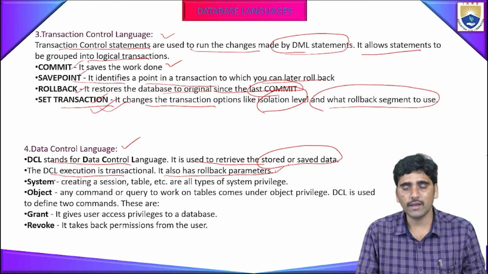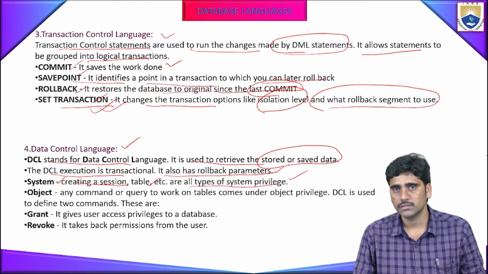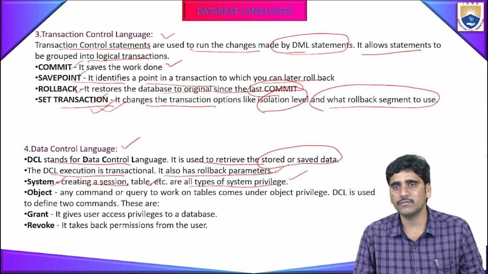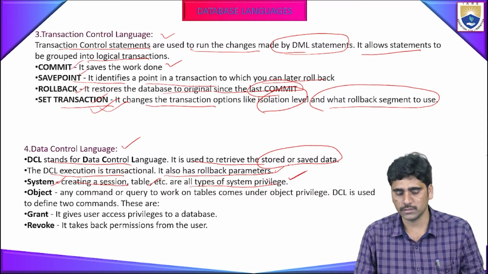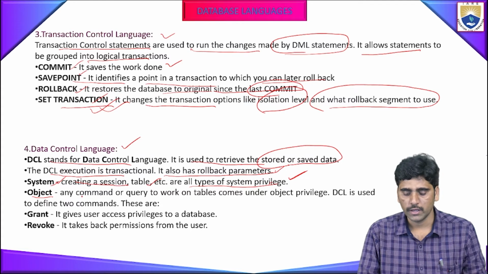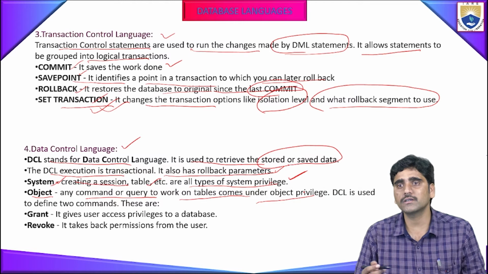We have some commands in DCL. The first one is system privileges: creating a session, creating tables, and all types of system privileges. We apply privileges to particular objects like tables, queries, views, sessions, everything. Next is object privilege. Object means any table, view, procedure, function, or any command or query that works on tables.